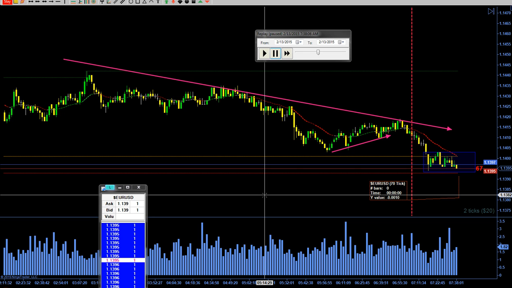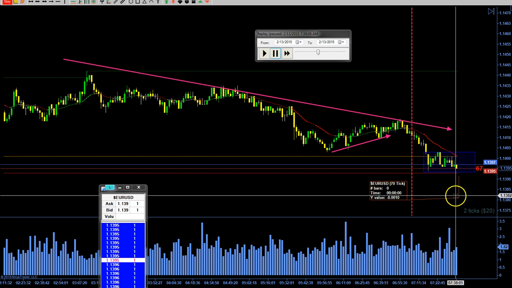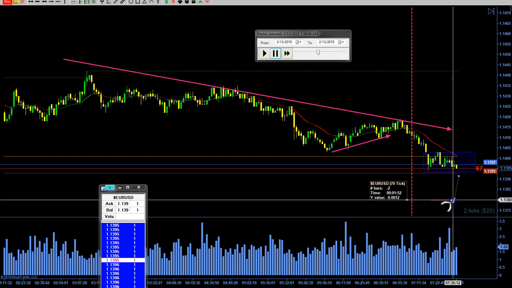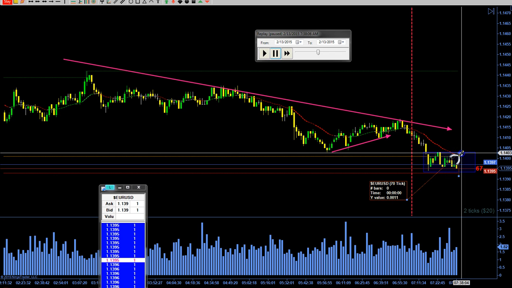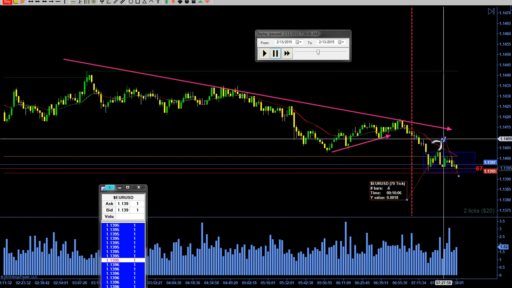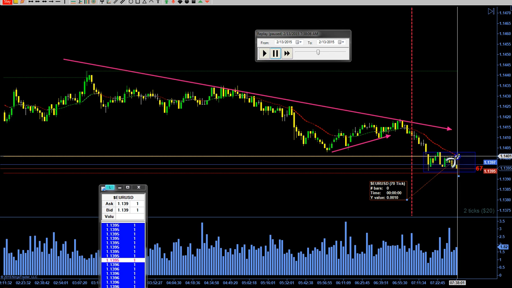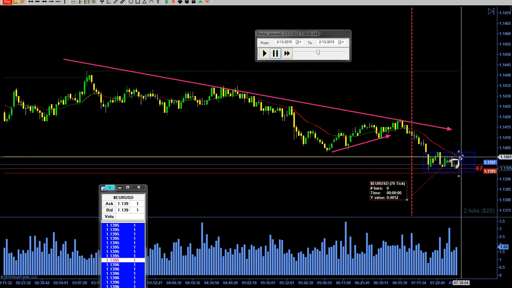The next thing we're going to look at is, is there going to be support for our stop? And by that, what we're looking at is, once we enter the market, where is our stop going to be? So we're going to come up here and set a 10 pip stop to begin with.